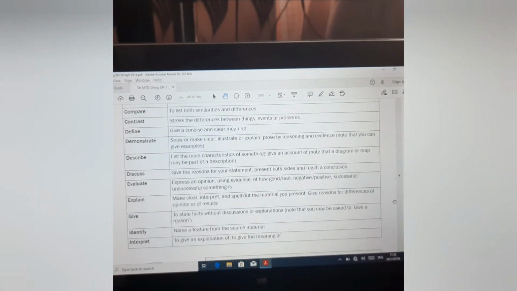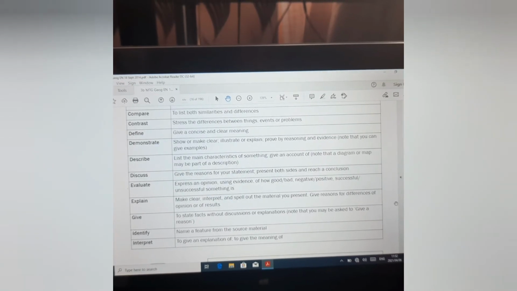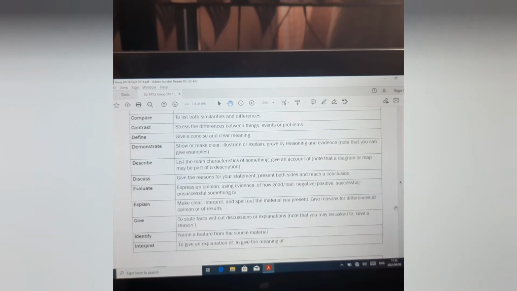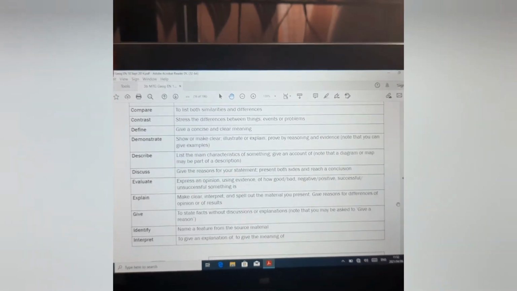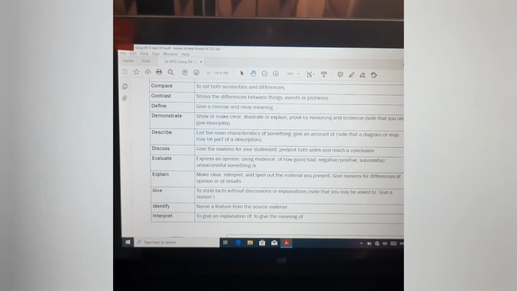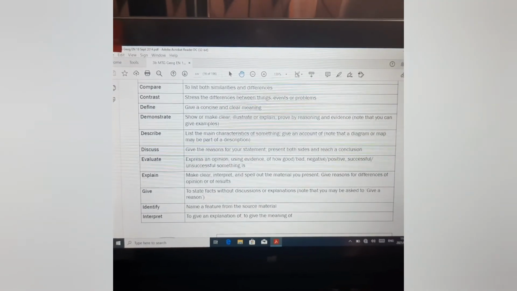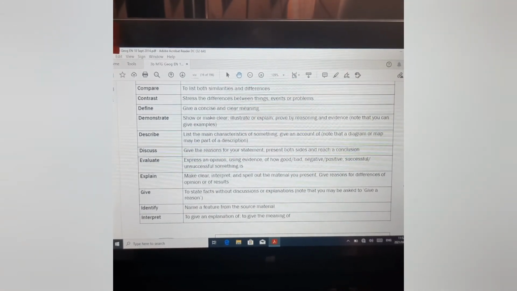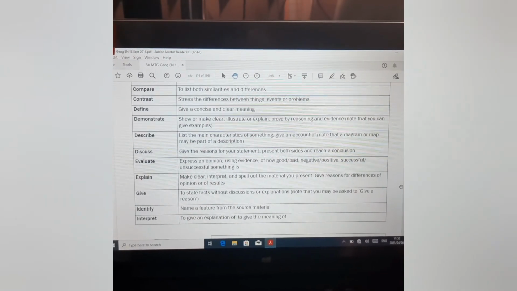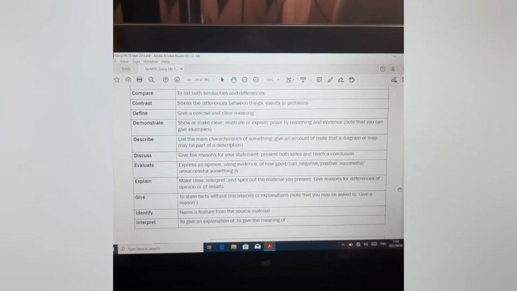When they say identify, name a feature from the source material. When they say interpret, give an explanation of, give the meaning of. So now these are some of the words that you really need to understand before you answer your questions, but I'll definitely help you with how to answer them, because we're going to do all the theories and all the question papers that I have for Geography 1, and also we're going to do Geography 2.